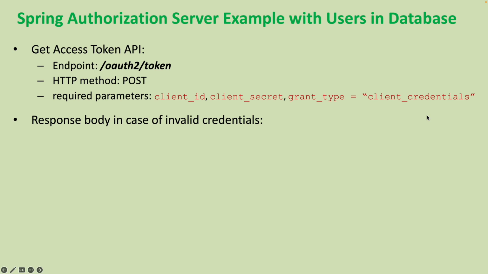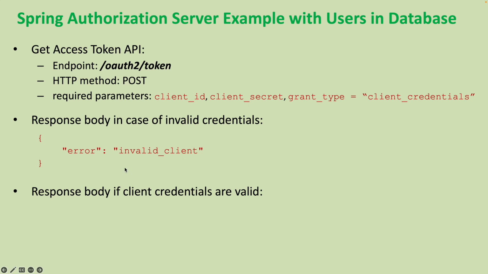And this is a response body in case of invalid credentials. It is a JSON document that has the field error and the value is invalid_client. And this is a response body if the client credentials are valid. It is a JSON document that has 3 fields: access token contains the access token issued by the server, token type must be bearer, and the token expiration time in the field expires in is the number of seconds. Here it is about 300 seconds or 5 minutes.